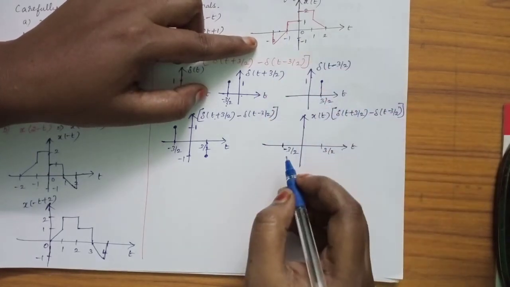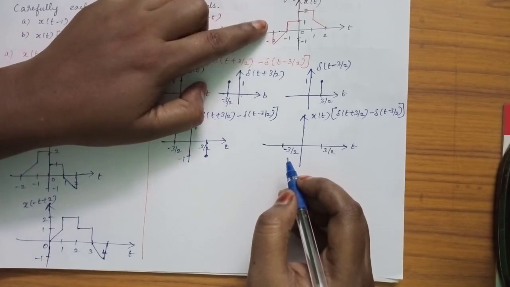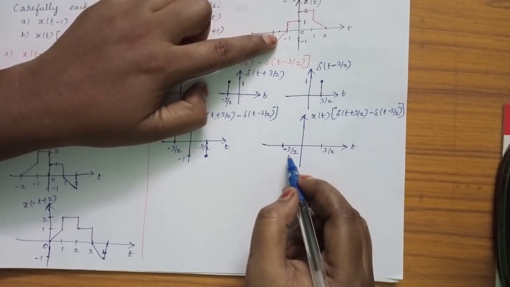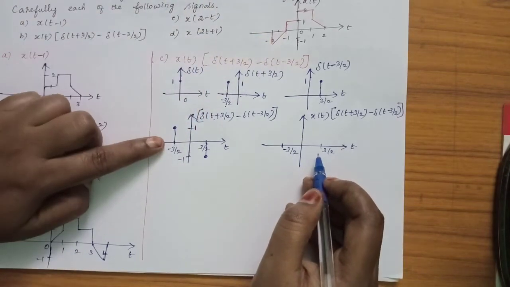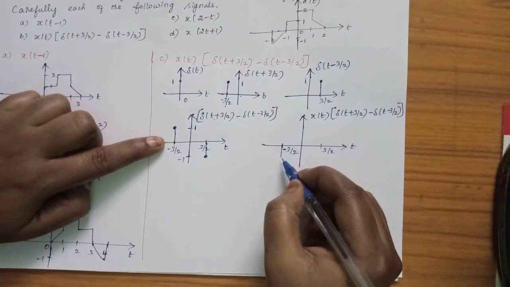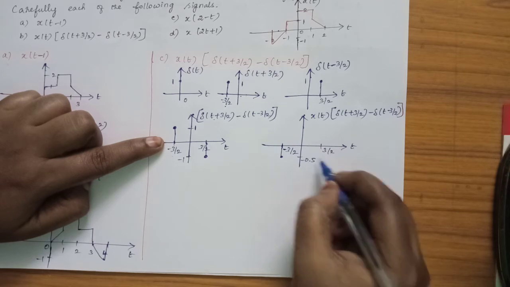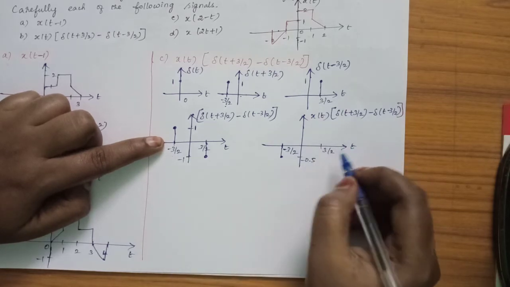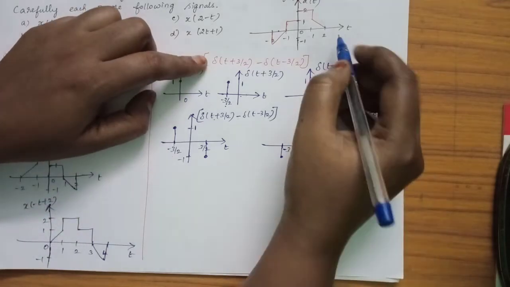Okay, so here minus 0.5, that is in x of t at t equal to minus 3 by 2, its amplitude value is minus 0.5 and here it's 1. So 1 into minus 0.5 is minus 0.5. Okay, and at t equal to plus 3 by 2 here.